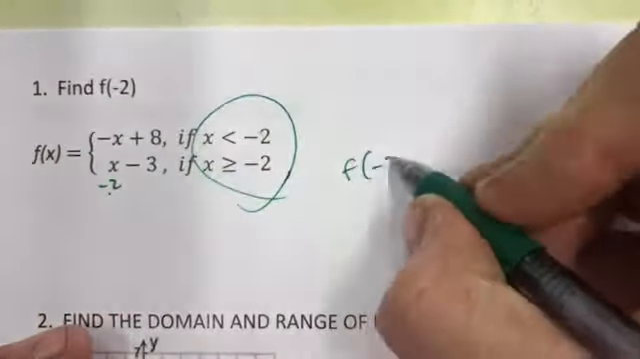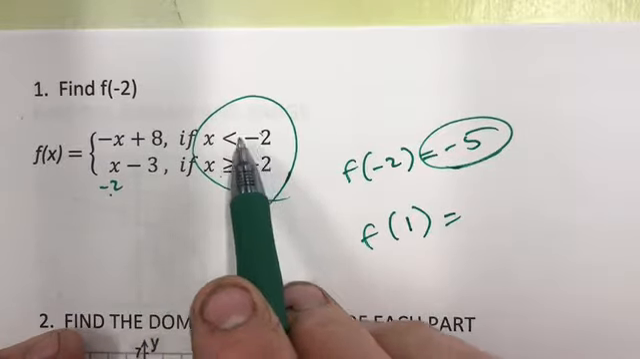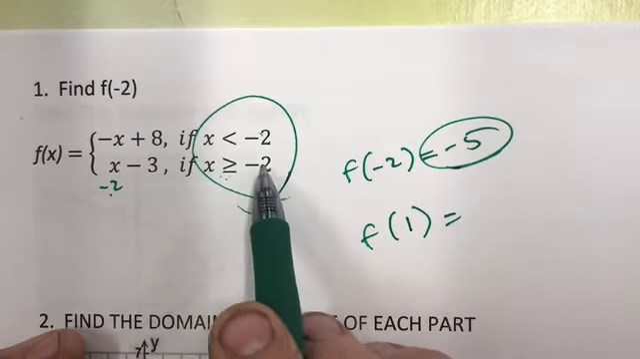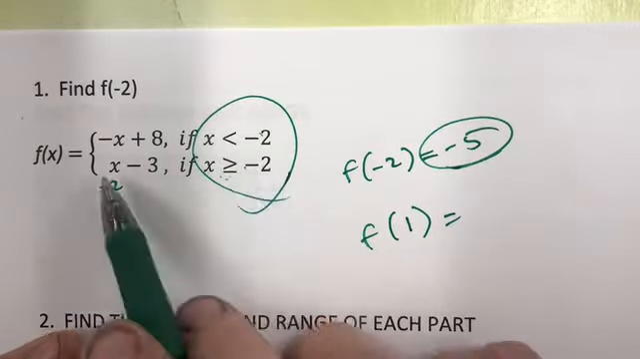Let's try a different value, like f of, let's say 1. What's f of 1? Well, I got to see, is 1 less than -2? No. Is 1 greater than or equal to -2? Yes, it goes in this one. So 1 minus 3 would be -2.